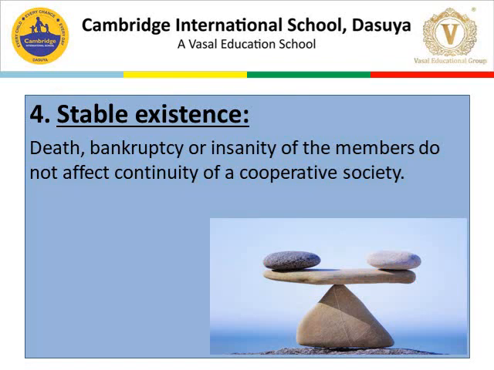Stable existence. The existence of the cooperative society is quite stable. It is not affected by the death, bankruptcy, or insanity of a member; these do not affect the continuity of the cooperative society. Now, if any member dies in between, it will not affect the continuity of the business.